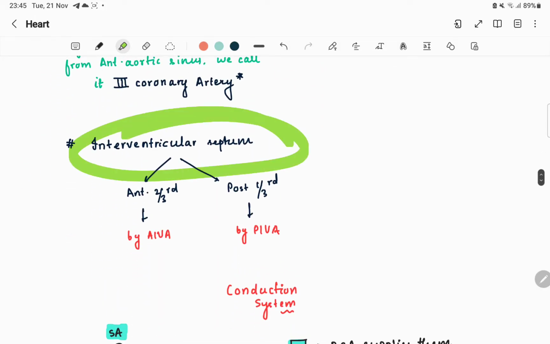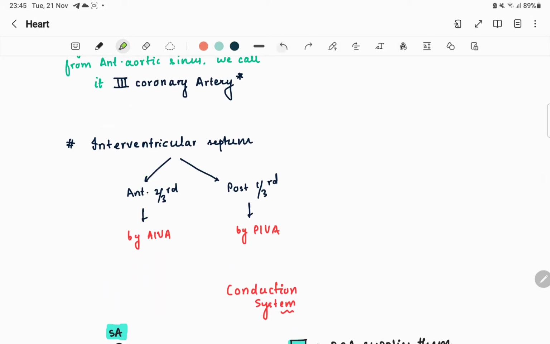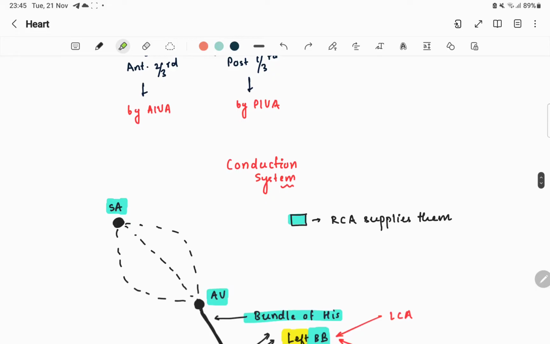Let's talk about the interventricular septum. The anterior two-thirds of the interventricular septum is supplied by the AIVA, that is the anterior interventricular artery, and the posterior one-third is supplied by your PIVA, that is the posterior interventricular artery.